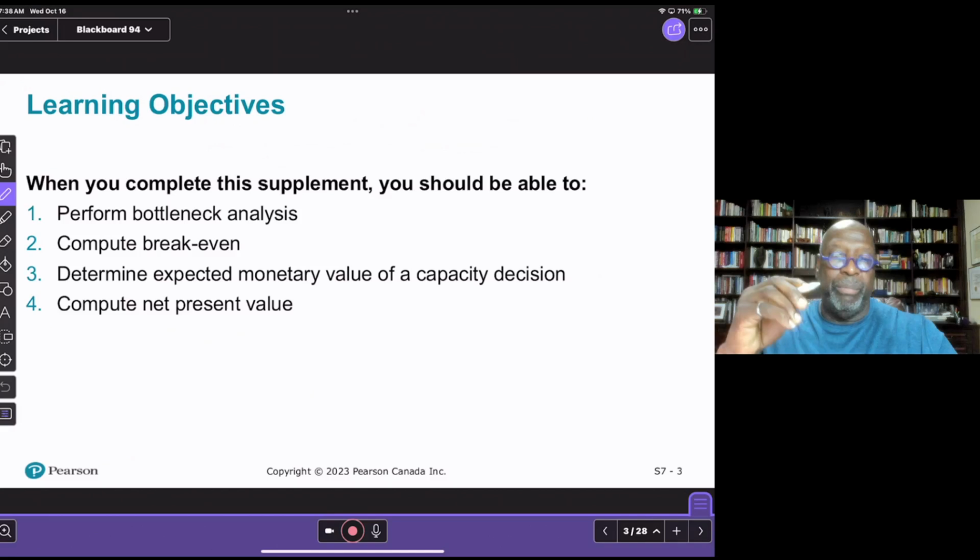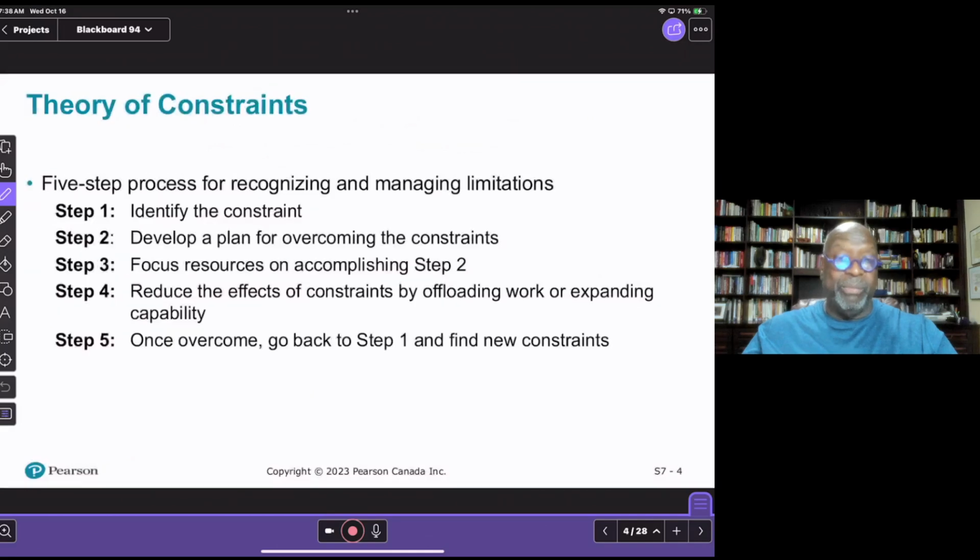We've already done the bottleneck analysis, but we'll compute a break-even point and express it in terms of units and money. We'll also remind you of net present value and how you compute the net present value of an investment, because most times when we are spending money for capacity, we are thinking about whether the investment is going to yield benefit to the organization.